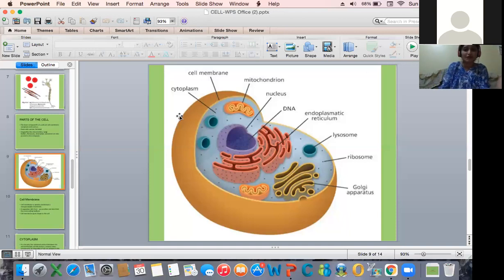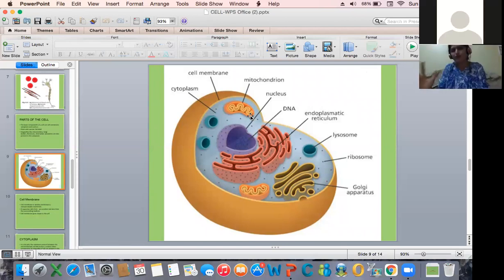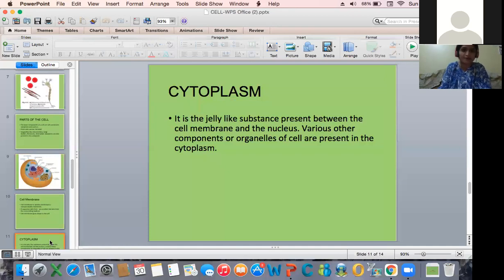Now let us see what the cytoplasm is. In the cytoplasm, you can see the jelly-like structure which flows through the entire cell. The nucleus is embedded in the cytoplasm, and the mitochondria, that means all the organelles, all the different parts of the cell, are found in the cytoplasm. So the cytoplasm is a very, very important part of the cell. It is a jelly-like substance, present in the entire cell from the cell membrane till the nucleus. It covers everything, and all the components of the cell are embedded in it.